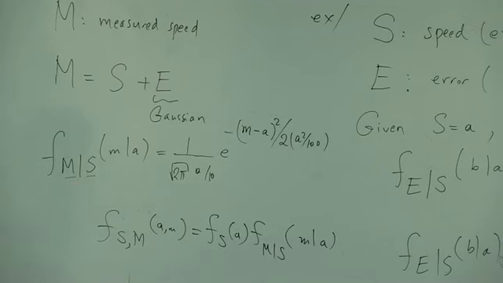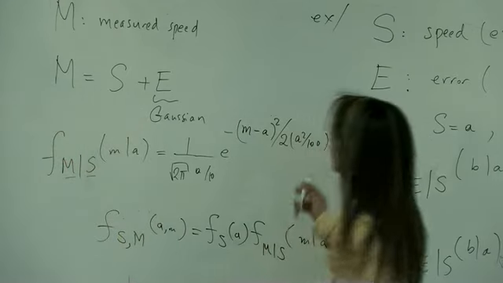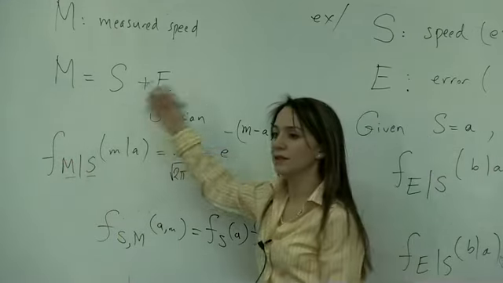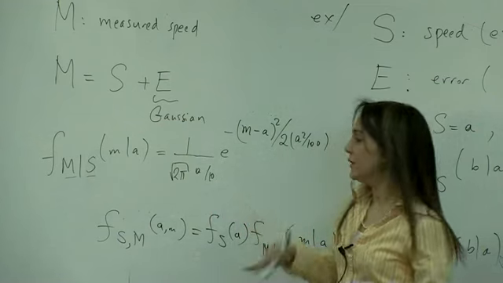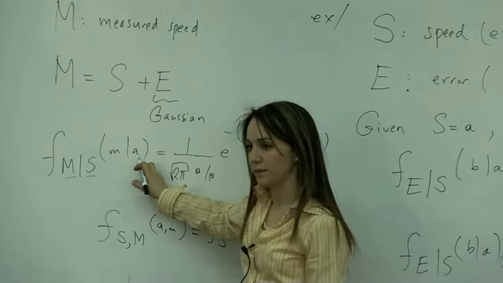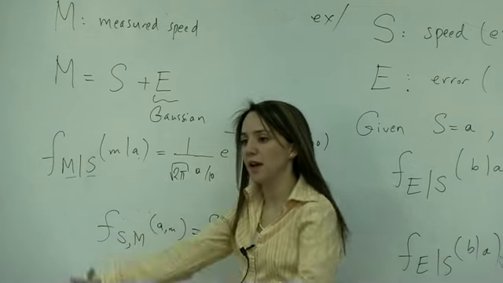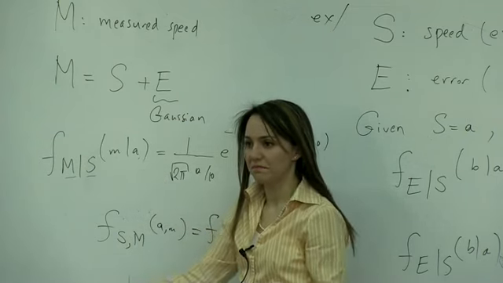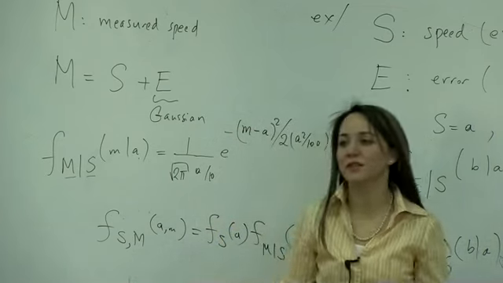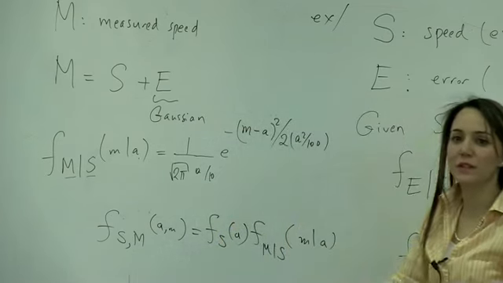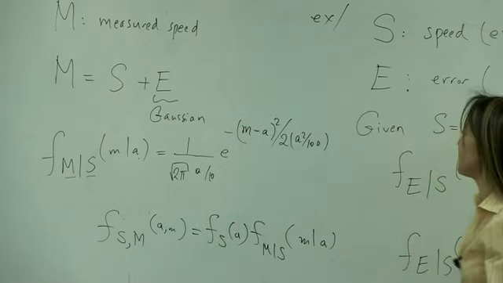Okay. Now, the measured speed given the actual speed. Given that the actual speed is A, the measured speed is A plus a Gaussian. A plus a Gaussian is a Gaussian whose mean is shifted by A. That's it.